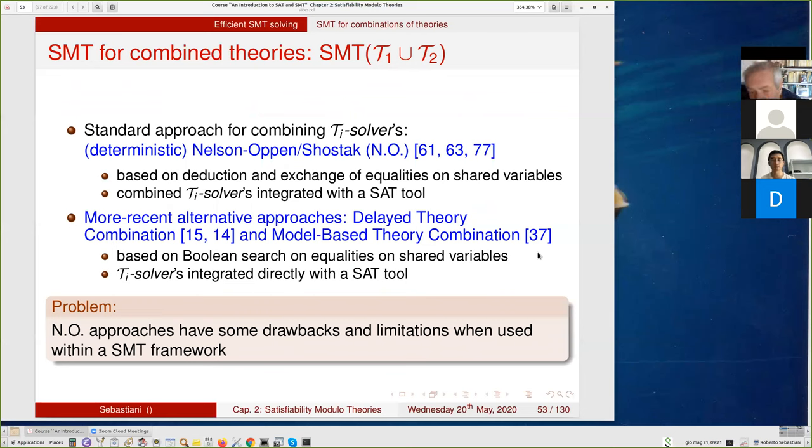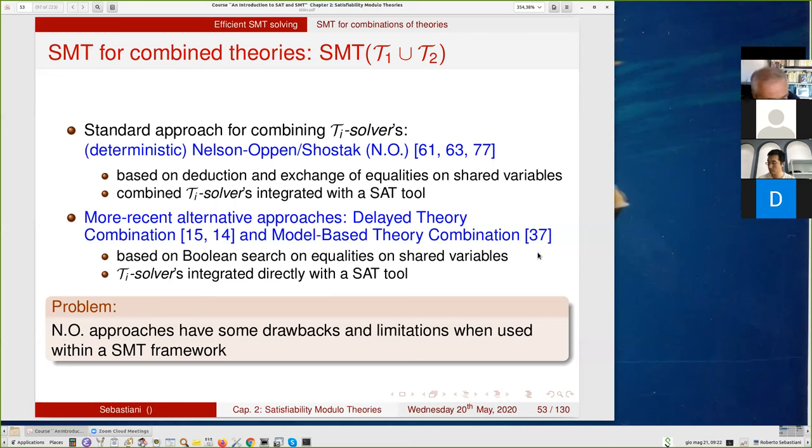The original idea, back some years ago, was to use the so-called Nelson-Oppen approach or Shostak approach to combine the theory solvers. This goes back to before SMT, and SMT simply adopted them. So the idea is based on the deduction and exchange of equalities on shared variables. And typically you combine the theory solvers and then you integrate the combination with the SAT solver. So you merge all the theory solvers together into one single theory solving block, and then you combine this big block with the SAT solver. So this was the idea before 2004.